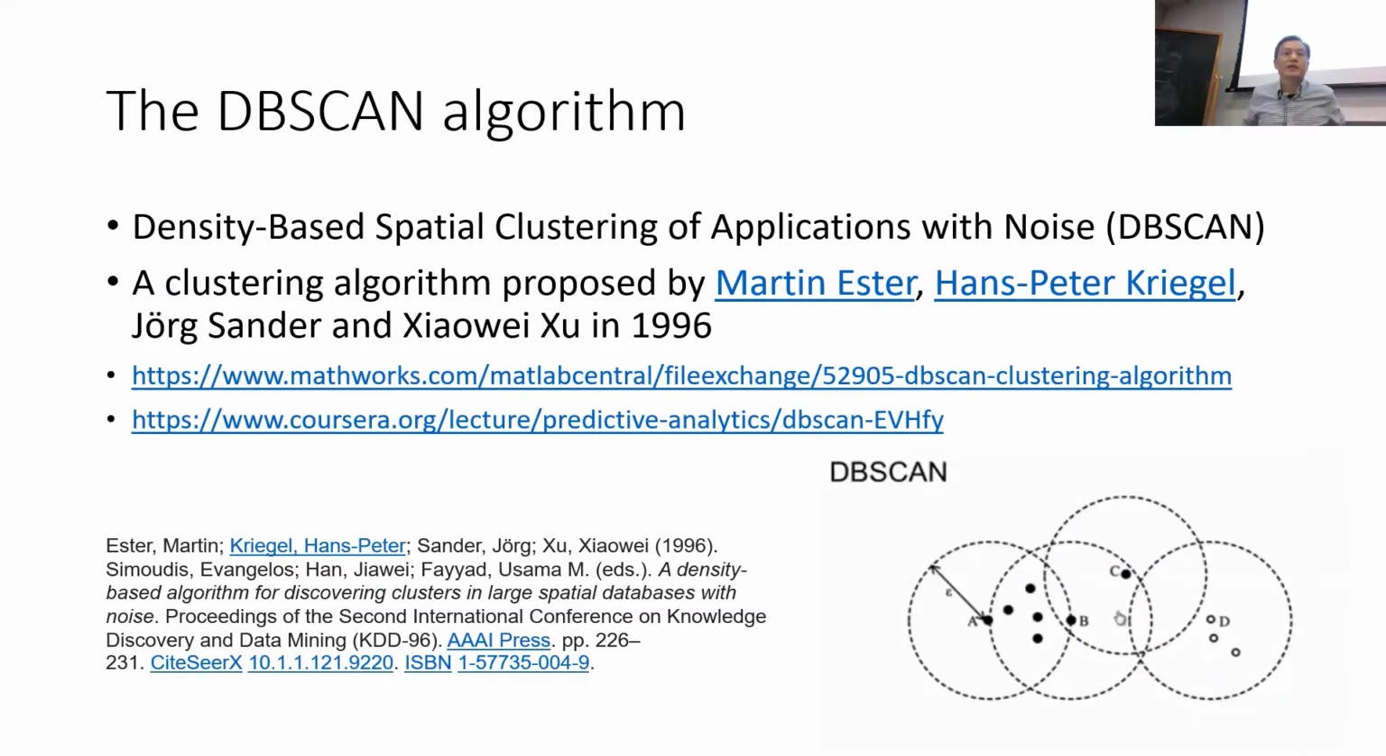So that's where the DBSCAN algorithm comes in. If you look at the paper, it was published in 1996, so this is a relatively new algorithm. To me, 1996 was just a couple of days ago. So it's a relatively new algorithm.